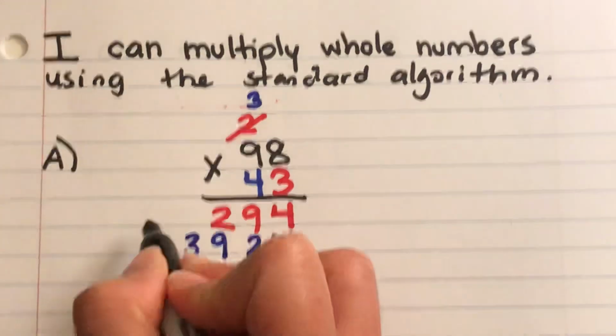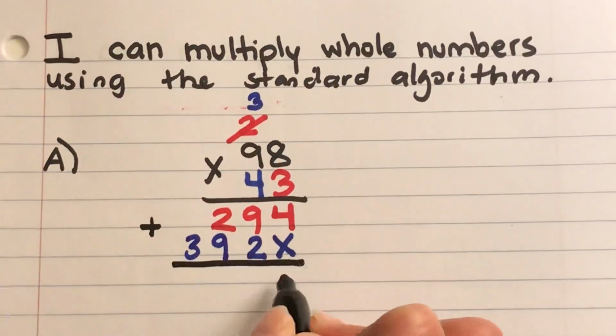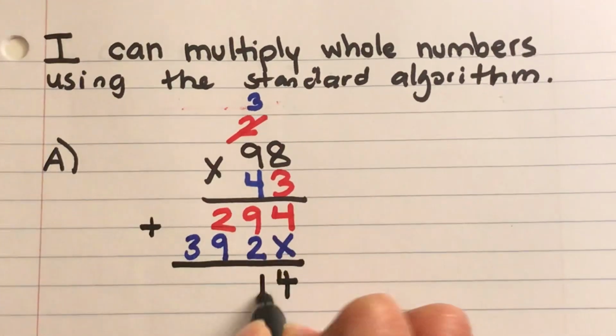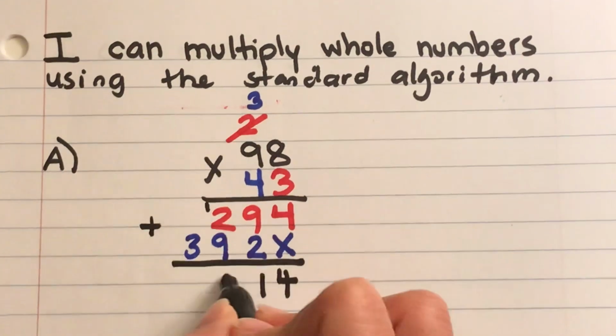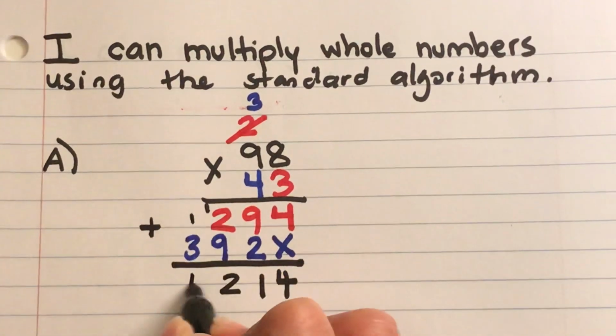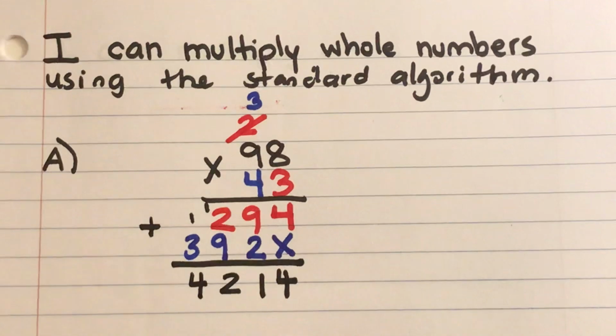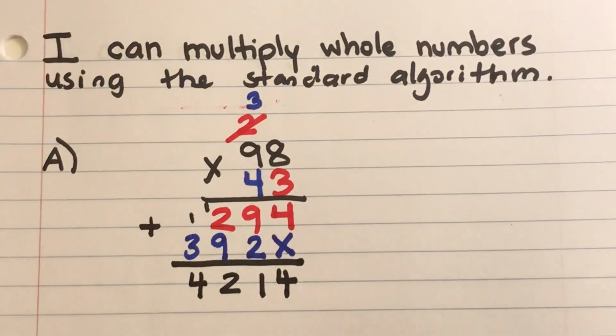I'm going to add my two partial products. 4 ones, 11 tens, regroup. 12 hundreds, regroup. 4,214 is my total answer.